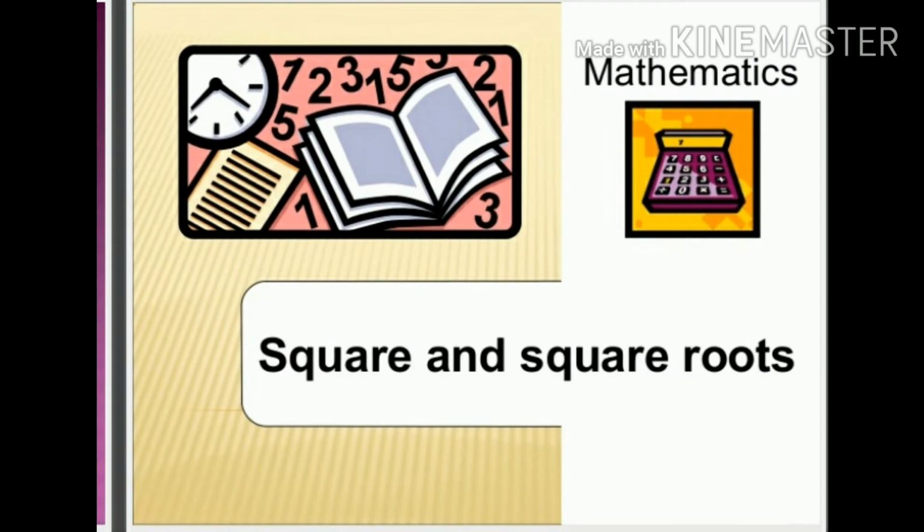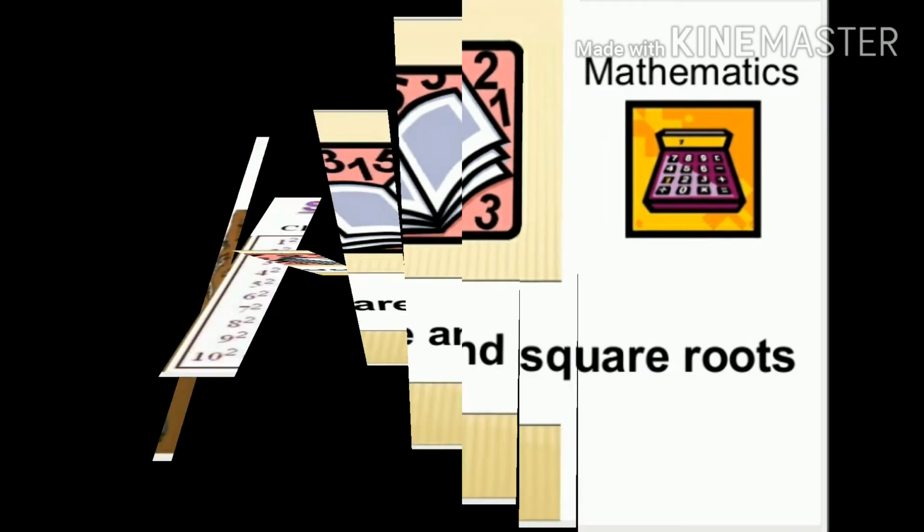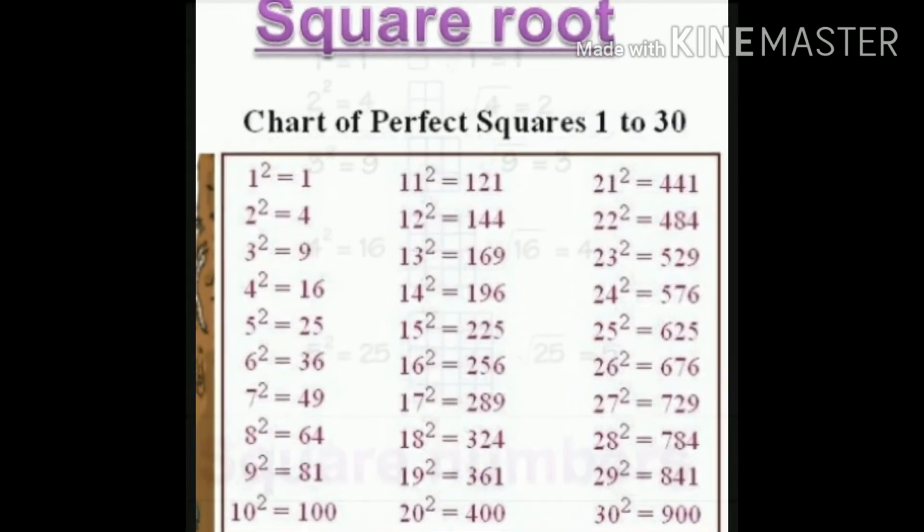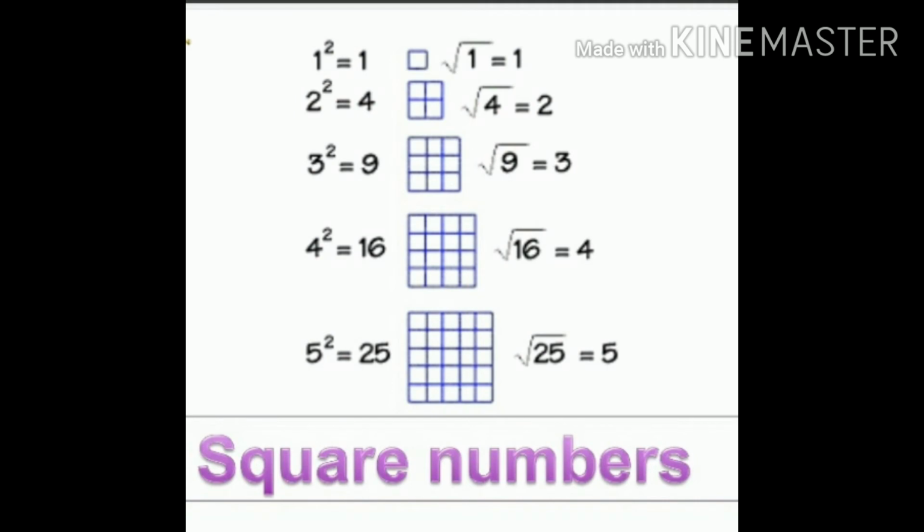Today we are discussing squares and square roots. You see some examples here. Dear students, what do you observe? You see the squares of the numbers. In the examples, 1 square is 1, 2 square is 4, 3 square is 9, etc.